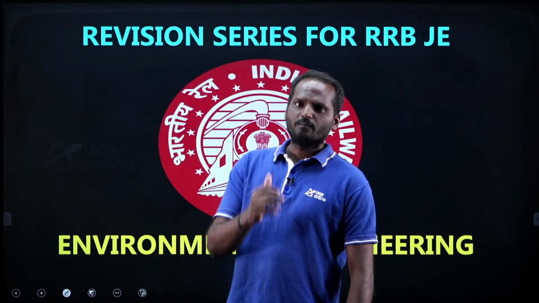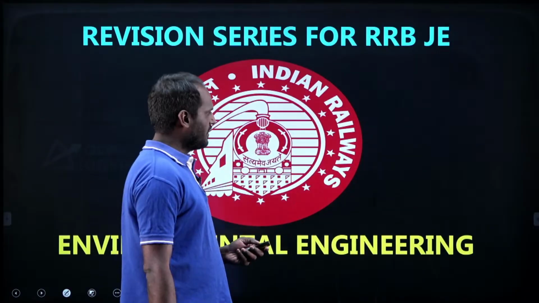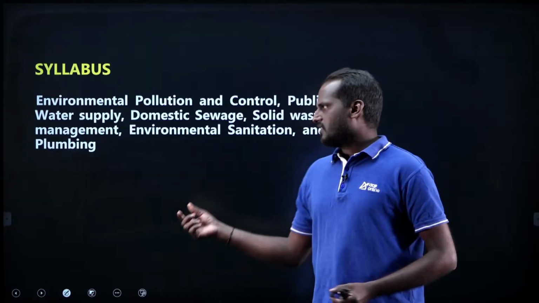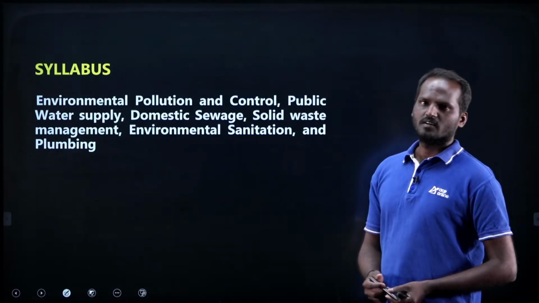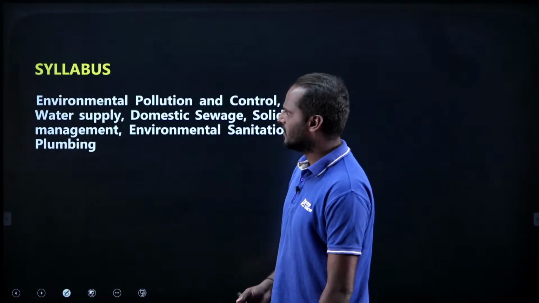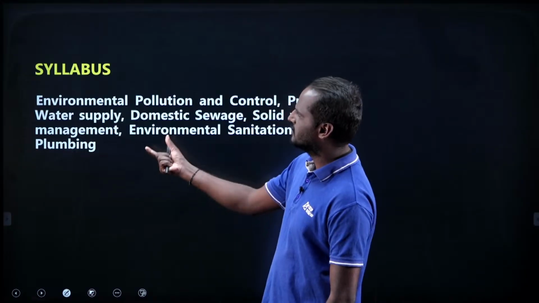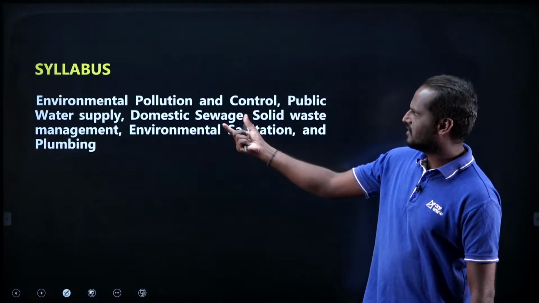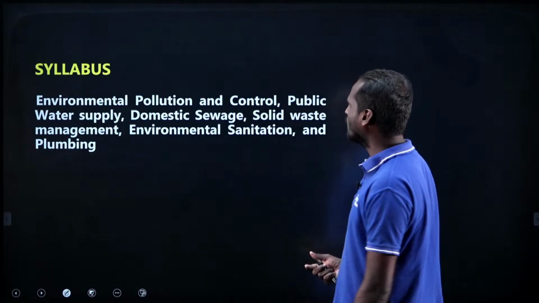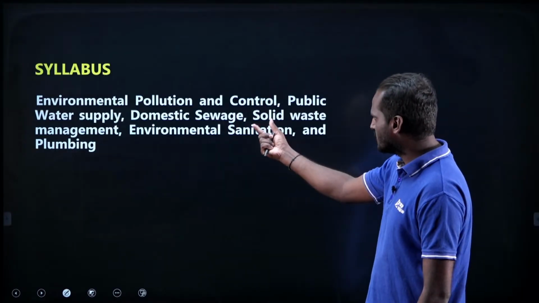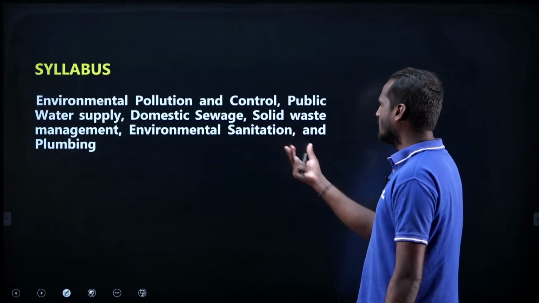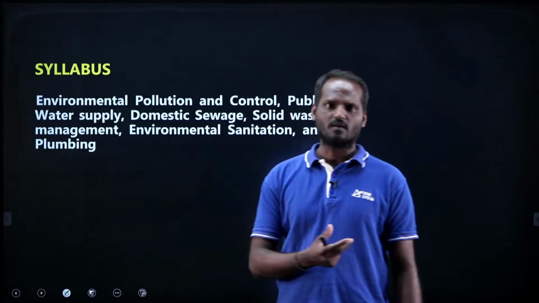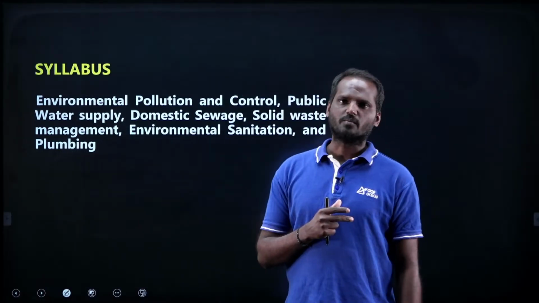Okay. Now, let us dive into the actual environmental engineering subject. See, let us look at the syllabus of this particular subject mentioned in your RRB JE, right. For CBT-II, they have given a small piece of syllabus for environmental engineering. This is the syllabus: environmental pollution and control, public water supply, domestic sewage, solid waste management, environmental sanitation as well as plumbing. They have mentioned this as the syllabus for this particular examination.